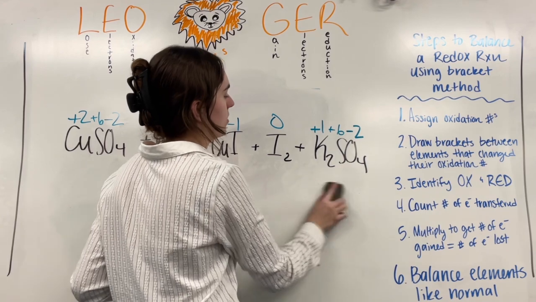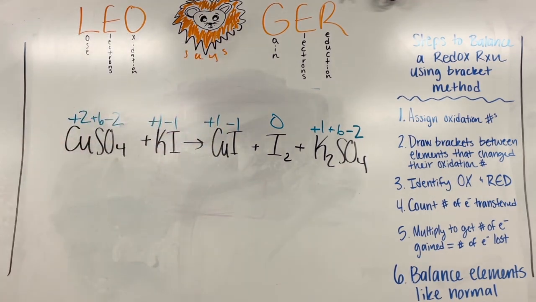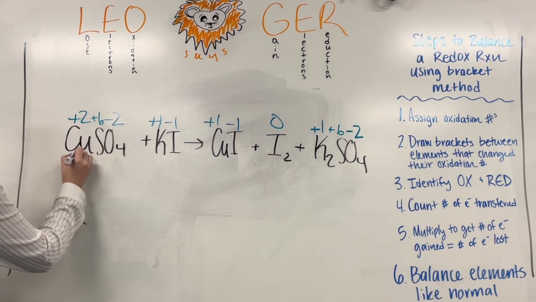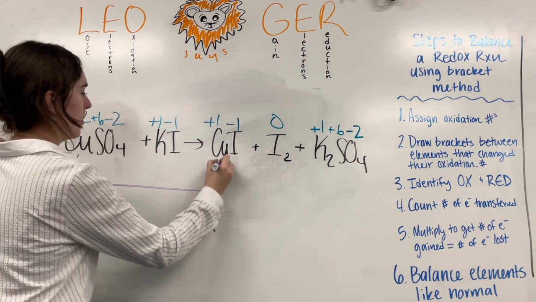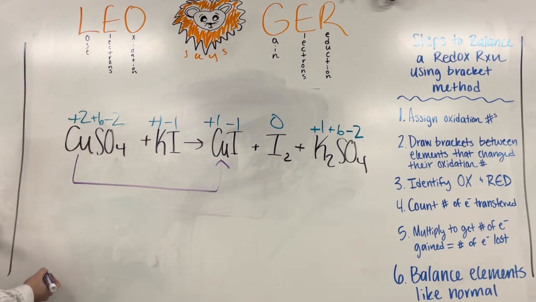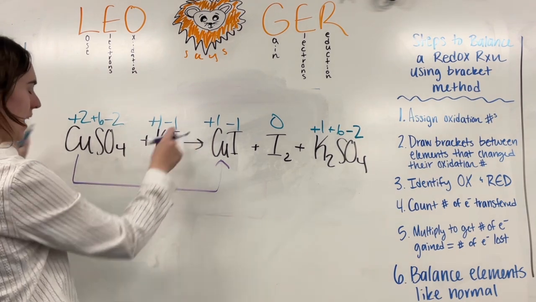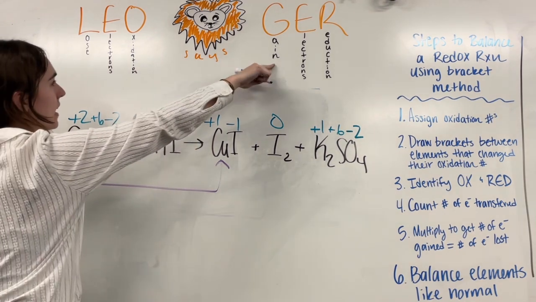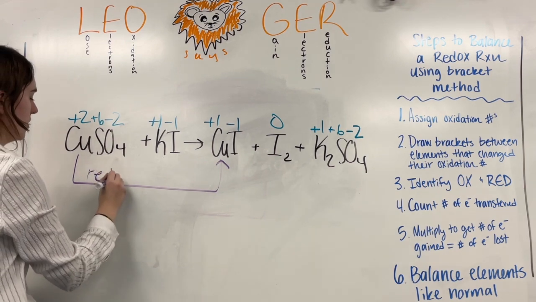Whew. Okay, so that was a little bit trickier, but that's how you find all the oxidation numbers. Now we gotta connect with brackets the things that changed. I see right away that copper changed. Copper went from a +2 to a +1. So it got more negative. Yes, it's still positive, it went down. So it got more negative, which means it gained electrons. I'm gonna call that reduction.